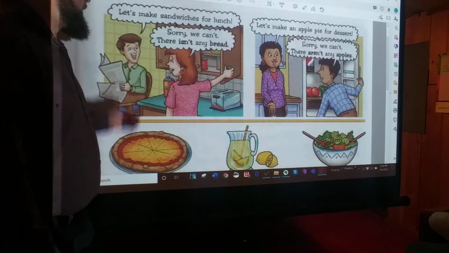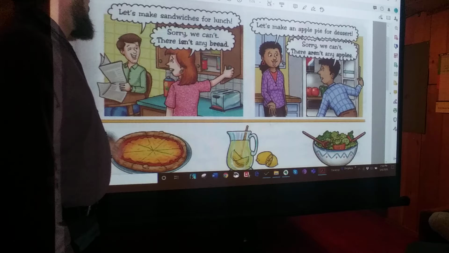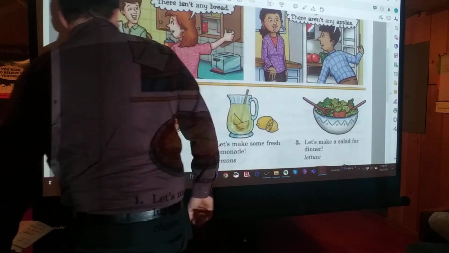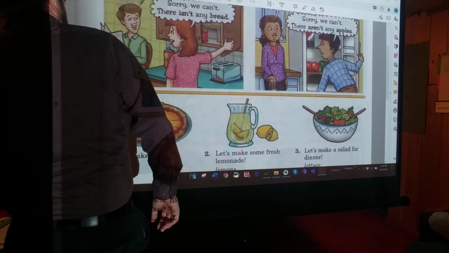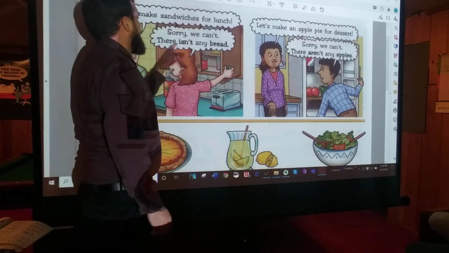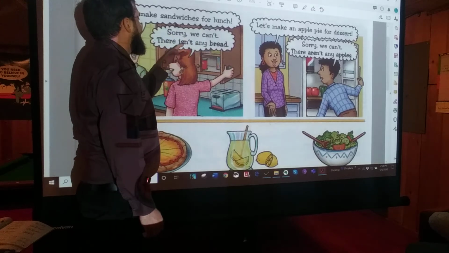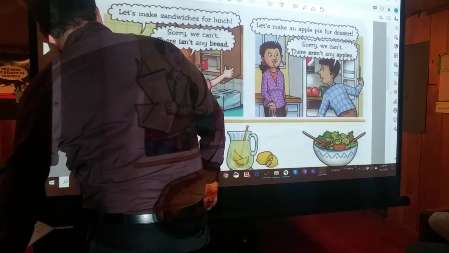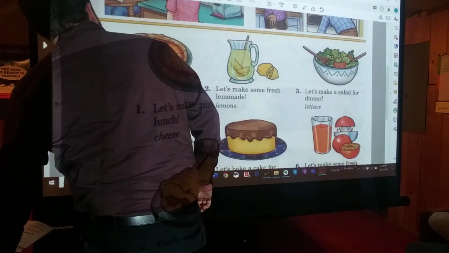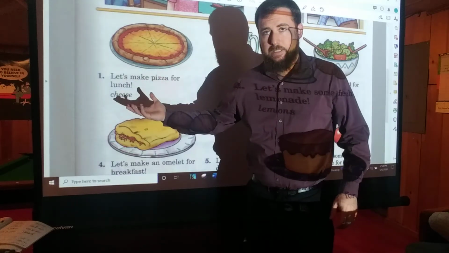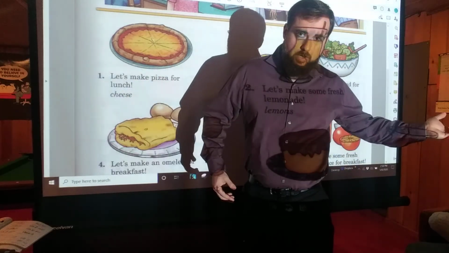So now that you've had a little practice with that, we're going to make more conversations like these, okay? For example, remember up here she said, let's make sandwiches for lunch. And he said, sorry, we can't. There isn't any bread. You are going to practice that with these. Some of them you're going to say isn't. Some of them you're going to say aren't.